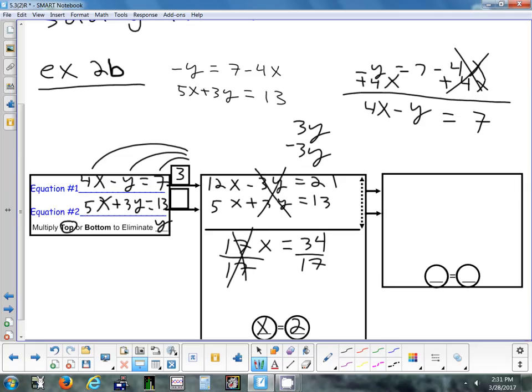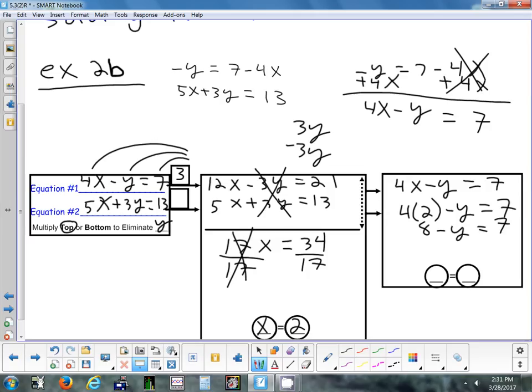Which equation is easier to plug back into to find y? Yeah, either one. The top has a little bit smaller numbers, so we could do the top. What letter am I filling in for in the top? X. What am I filling in for it? 2. 4 times 2 minus y equals 7. What is 4 times 2? 8 minus y equals 7.